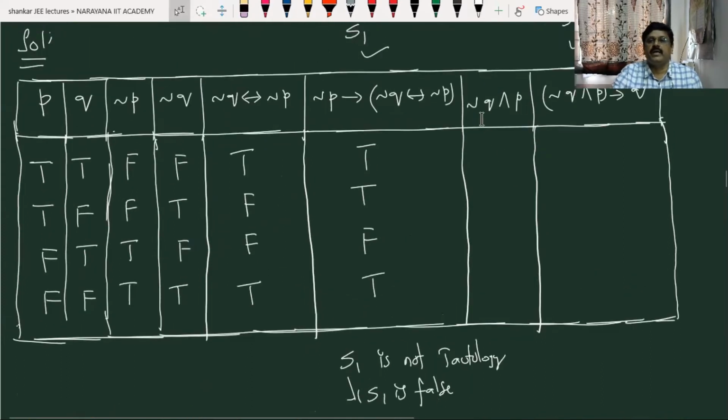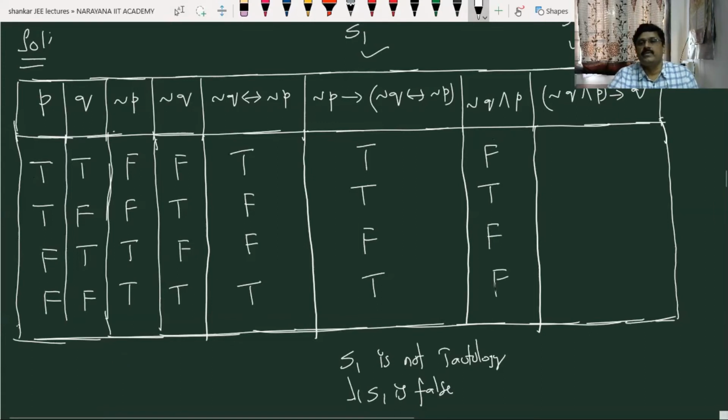Now, negation of Q and P. Negation of Q and P means, let me tell. See here. First column versus fourth column, students. Negation of Q and P. T and F is F. Next, T and T is T. F and F is F. Next, F and T is again F.